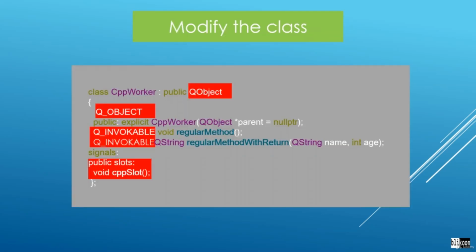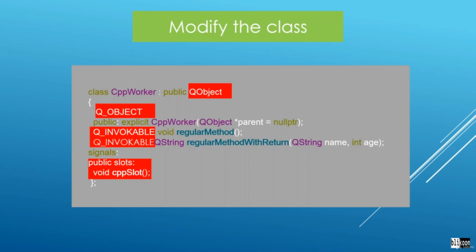Let's look at how you can modify the class. First, you have to make sure it is inheriting QObject. You have to decorate your class with the QObject macro here. And most importantly, for your class to be callable from QML, you have to flag it with the Q_INVOKABLE macro, just like we do here. You see the regular method here is callable from QML. The same is true for the regular method with return method here.